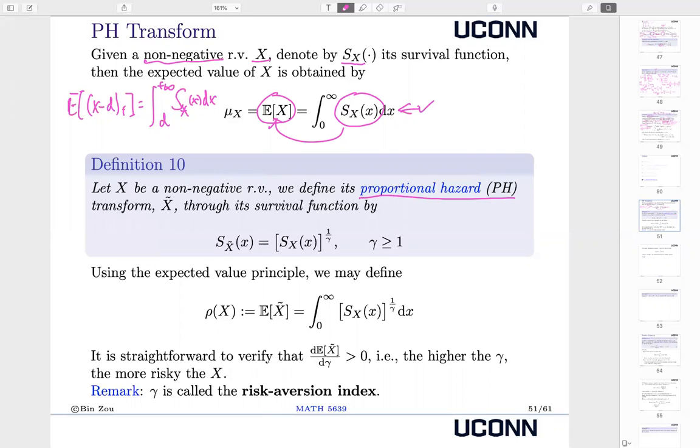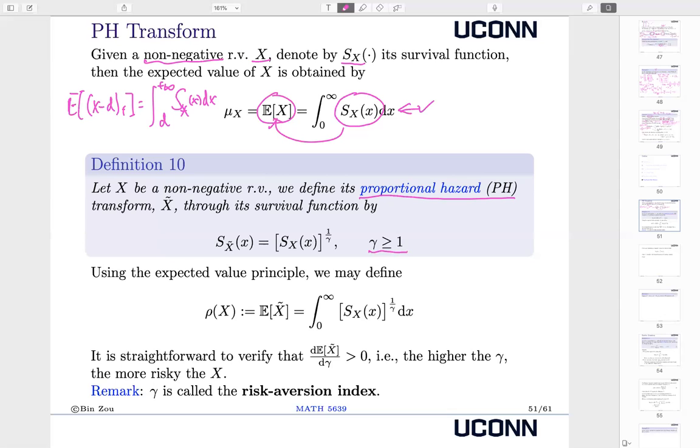So in the next definition, we're going to introduce the PH transform. What is the PH transform? So we start with a non-negative random variable X, that is the same. We directly apply this, it looks like a power transformation, right? But instead of calling it power transformation, we call it proportional hazard, which we will see in the next slide. But anyways, it's very easy to see. Right? So here we require this gamma to be greater than or equal to 1. That is extremely important.